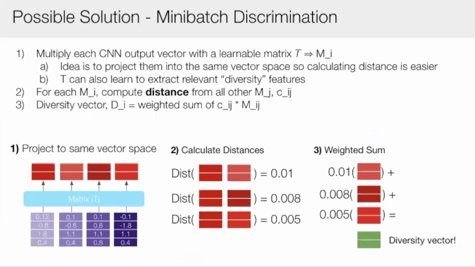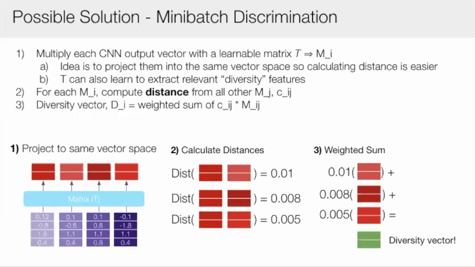Each one from a separate image from the generator. So we take each one of them and multiply them with a learnable matrix M sub i. You can think of this as a weight matrix, just no activation function and no bias term. So if you have 4 inputs in, we have 4 outputs out.